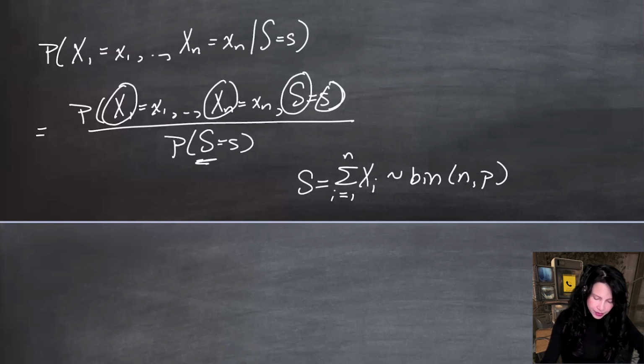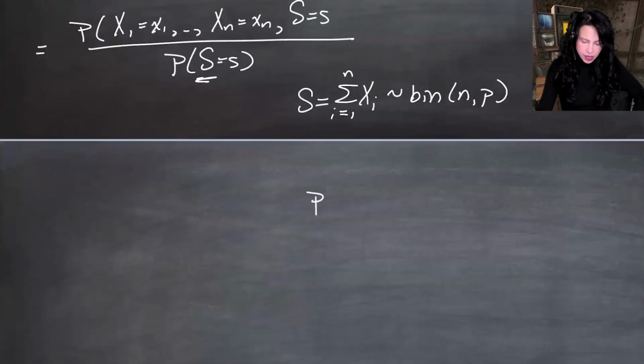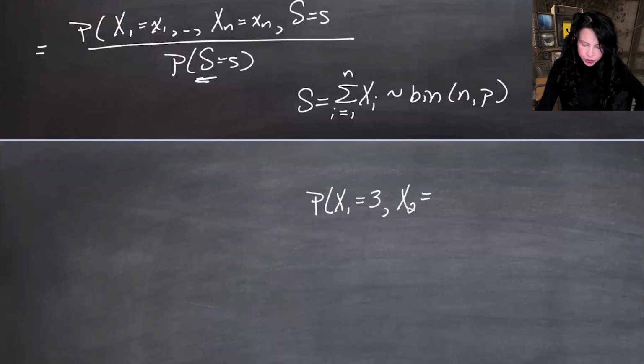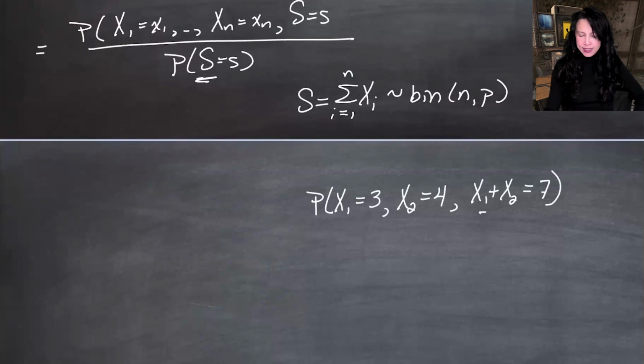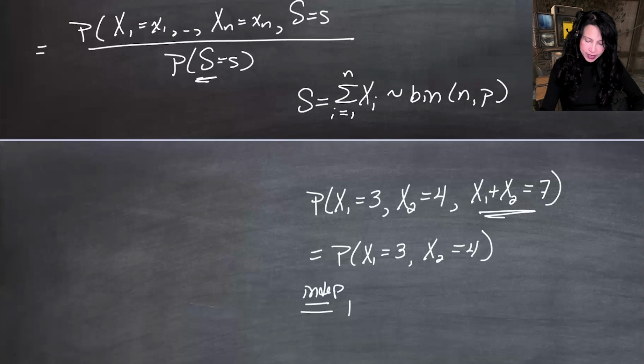So let me make this into a smaller aside problem. What is the probability that X1 equals 3? This is not the Bernoulli because those are only zeros and ones. X2 equals 4, and X1 plus X2 equals 7. In this case, this is redundant information. This is going to be the same thing as the probability that X1 equals 3 and X2 equals 4. And if they're independent, then you can break this up into a product of probabilities and go, go, go.